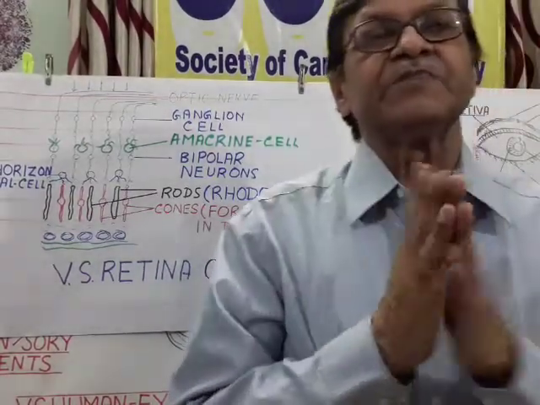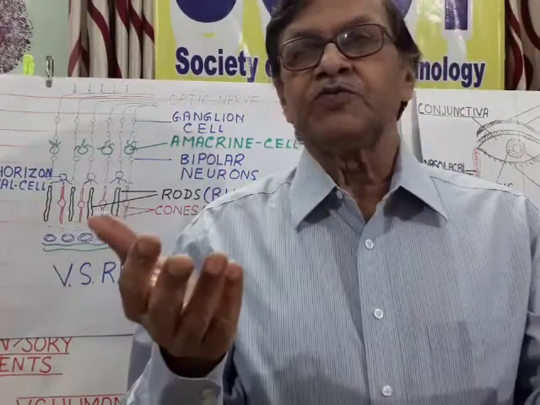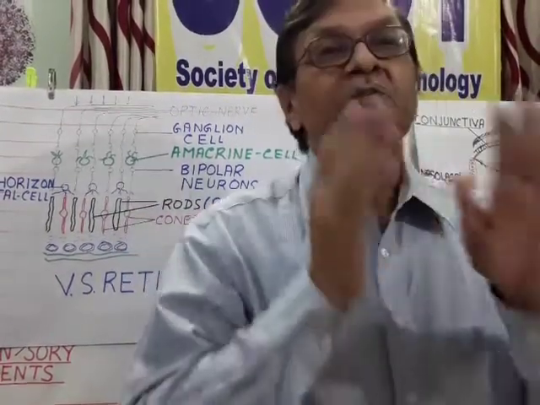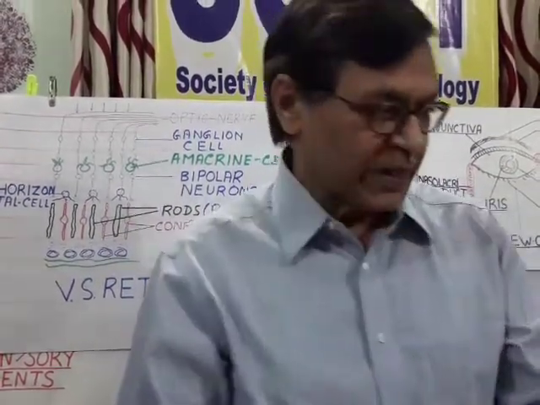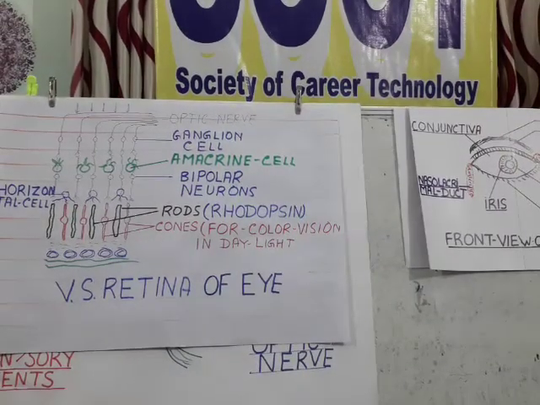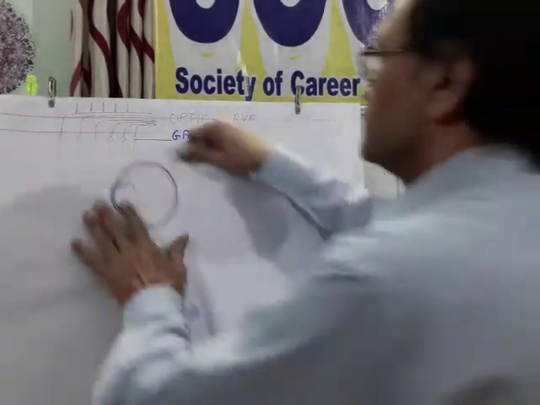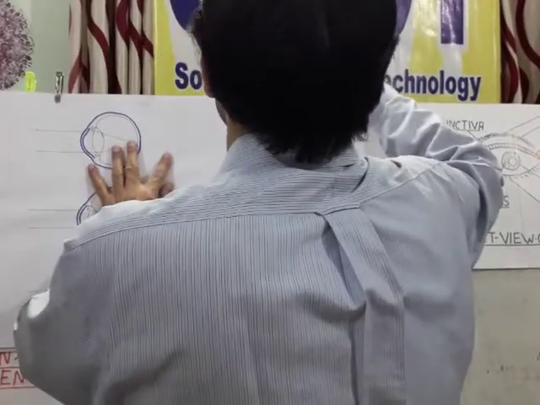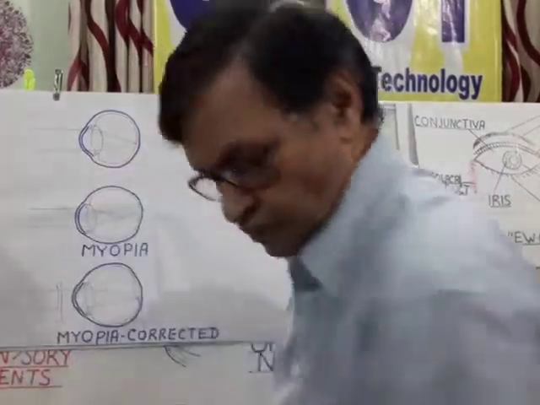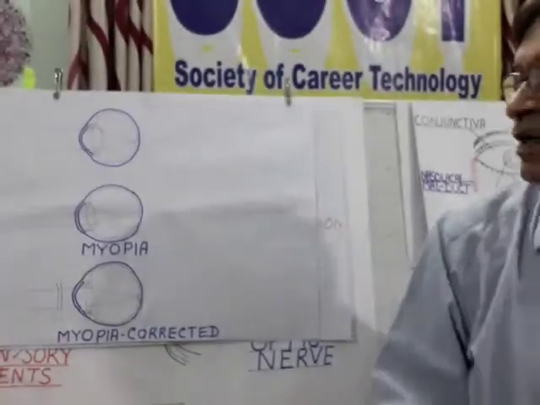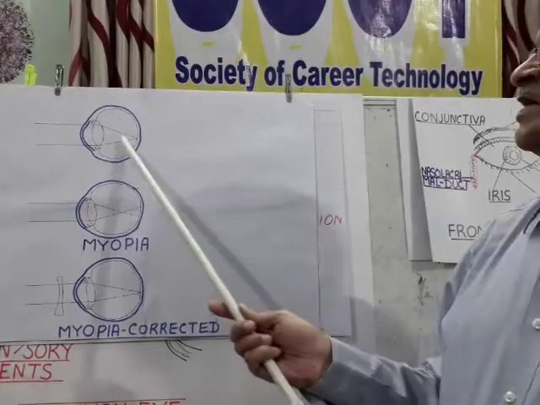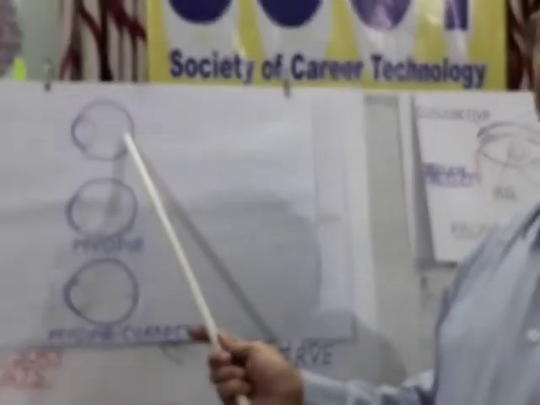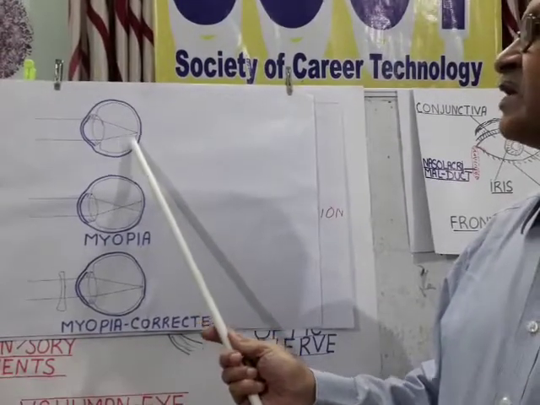Now, one more thing, two more common diseases related with eyes are myopia and hyperopia. Let us see that. This is the normal condition. Light rays coming from a distant object are focused at the retina.